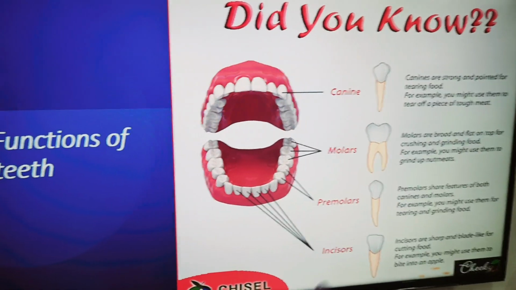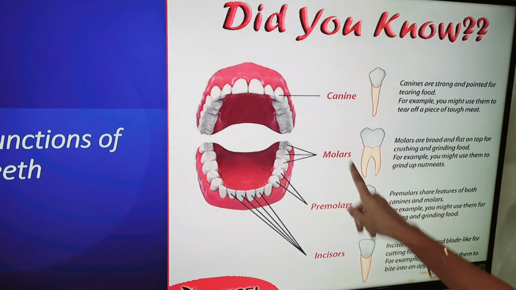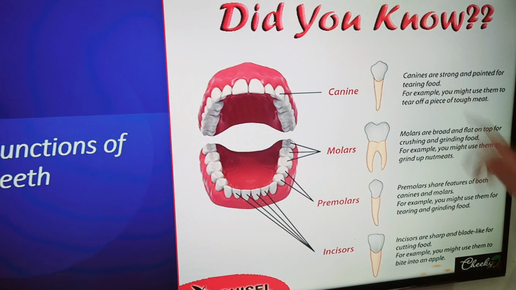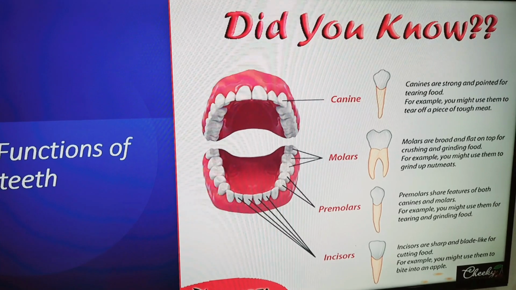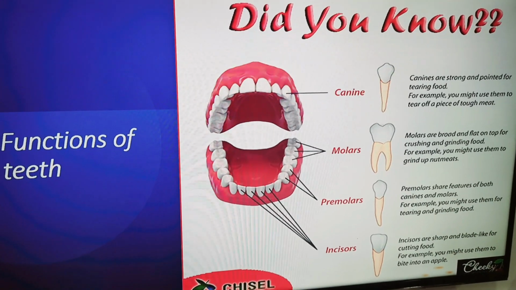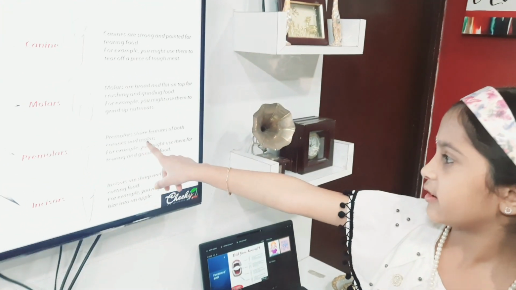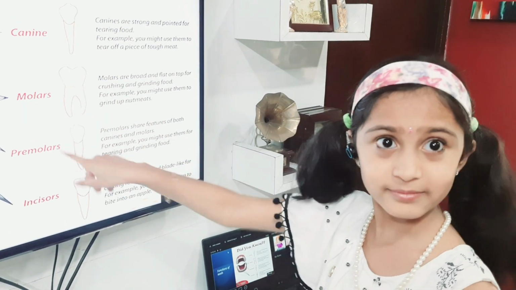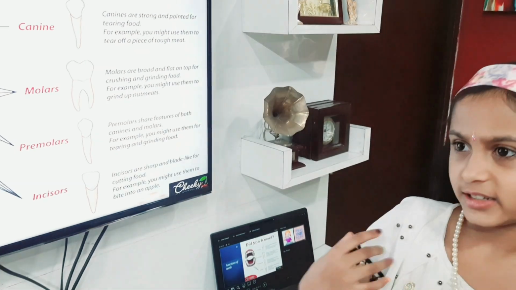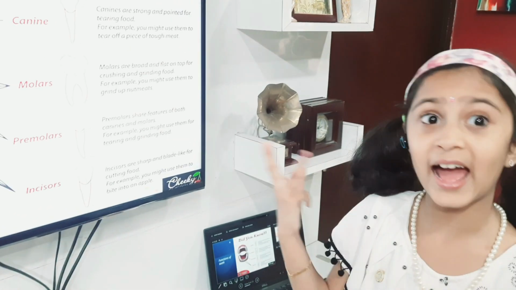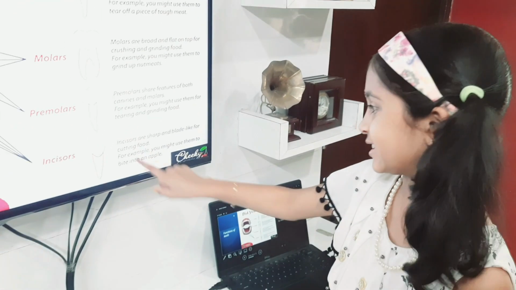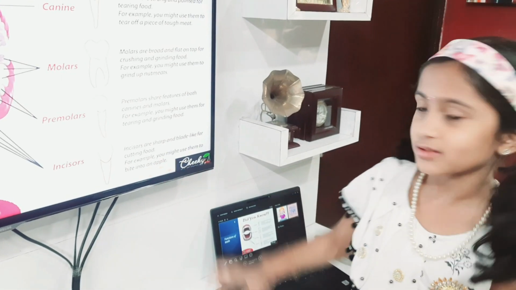Now let's see the functions of the teeth. As we already saw the canines, the molars, the premolars, and the incisors, we saw all these four types of teeth. The canines are strong and pointed for tearing food, as we talked. The molars are broad and flat and kind of curvy for crushing and grinding food. The premolars share features of both the canines and molars, a little sharp and a little curvy, which means, for example, you might use them for tearing and grinding. And incisors are sharp and blade-like, chisels for cutting food. For example, you might use them to bite into an apple.